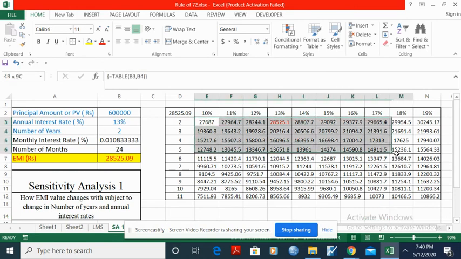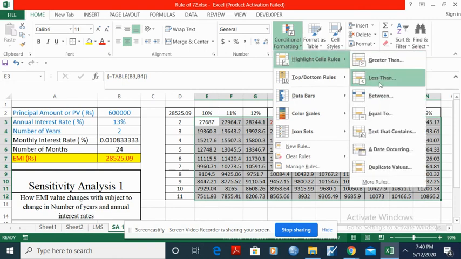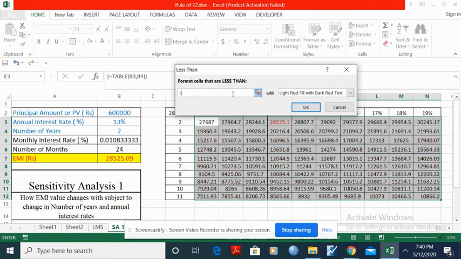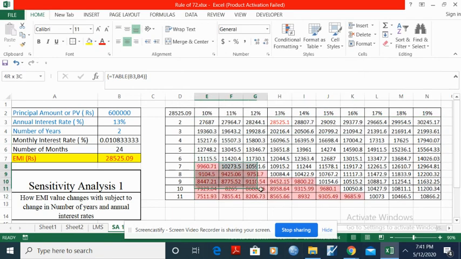You can take the sensitivity table, go to Home, and apply conditional formatting, say less than 10,000 rupees EMI. So you can understand what the EMI values are and the respective number of years and interest rate.